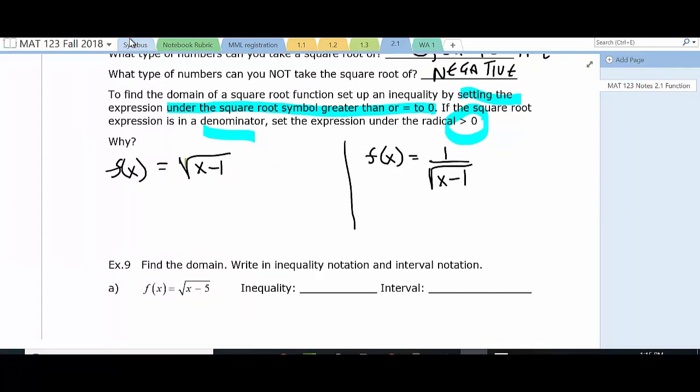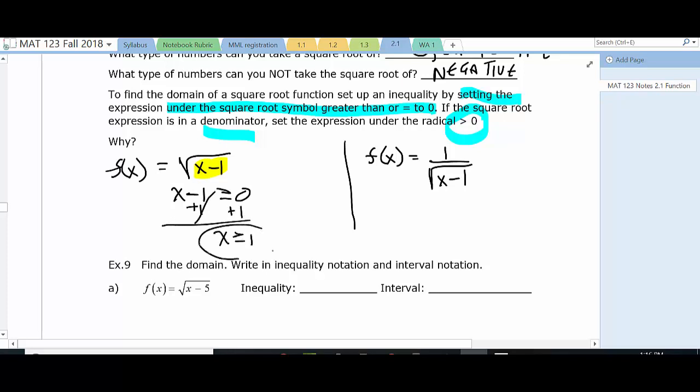First of all, if you look at this, what kind of number has to be under the square root symbol? 0 or what? Positive. Good. So that means if it's 0 or positive, the way you find the domain is you just write down whatever's under the radical and solve that inequality. Once you solve that inequality, you've got it. So we would add 1 to both sides, and you would have x is greater than or equal to 1. You can write your domain that way if you want to.